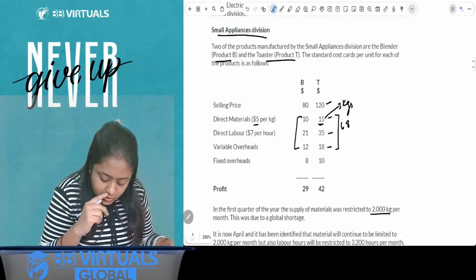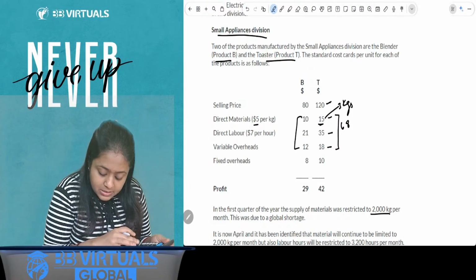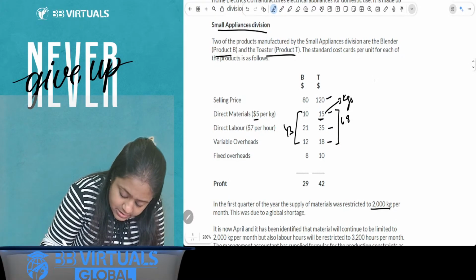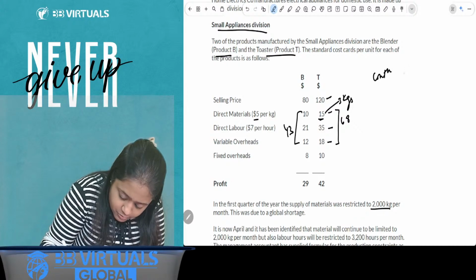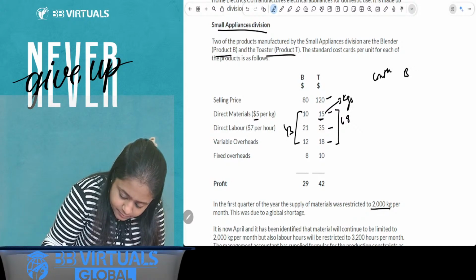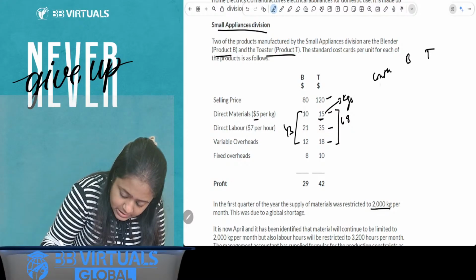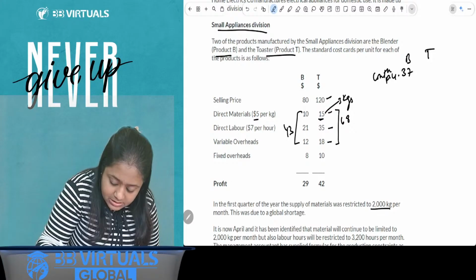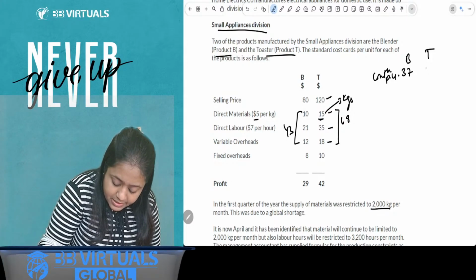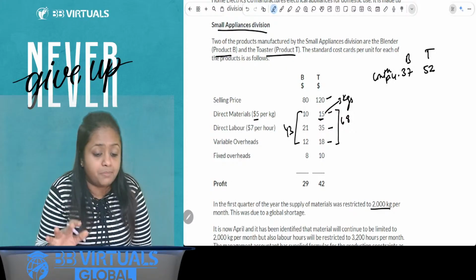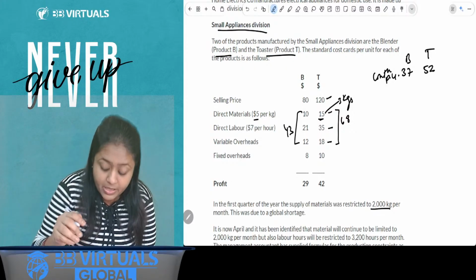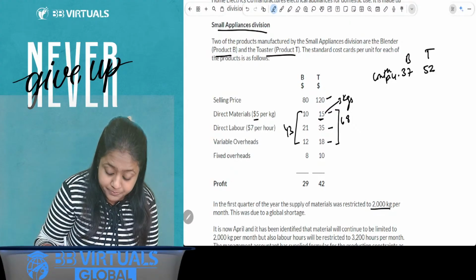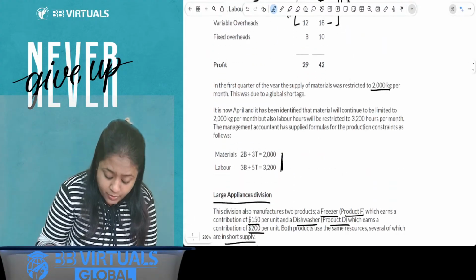Here also let me get the total. So 10 plus 33 is 43. Right. So here I can write the contribution for B and T per unit. Here it will be 80 minus 43, that is 37. 120 minus 68 is 52. Remember, here you will need this. Okay. Now I need to calculate. So what we need now is the simultaneous solving of the equations.